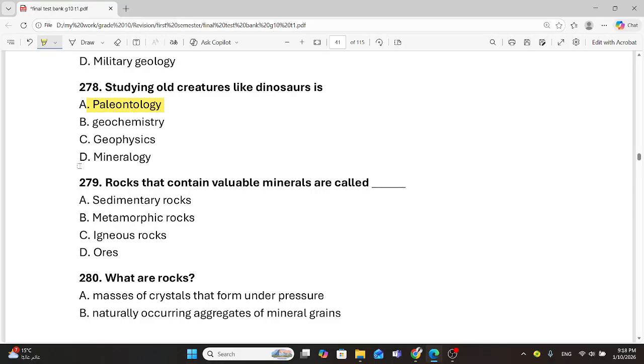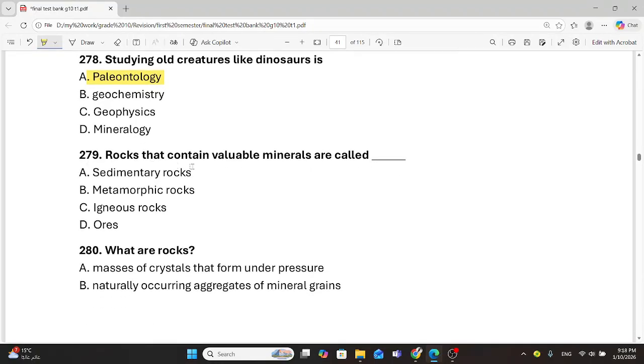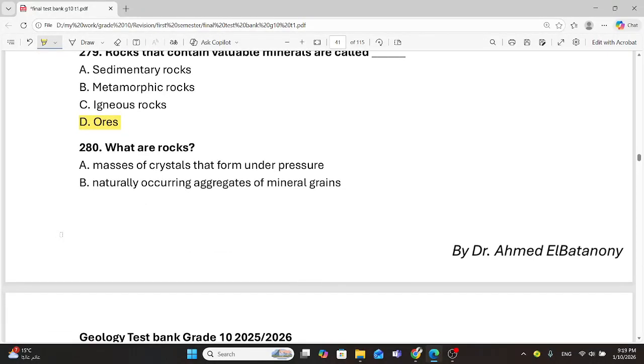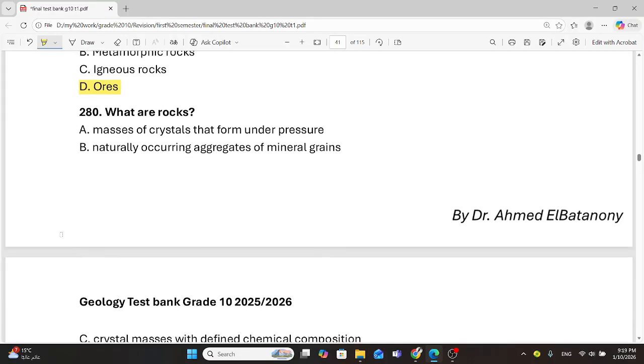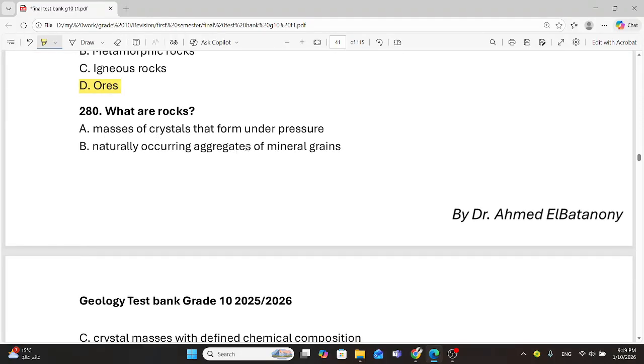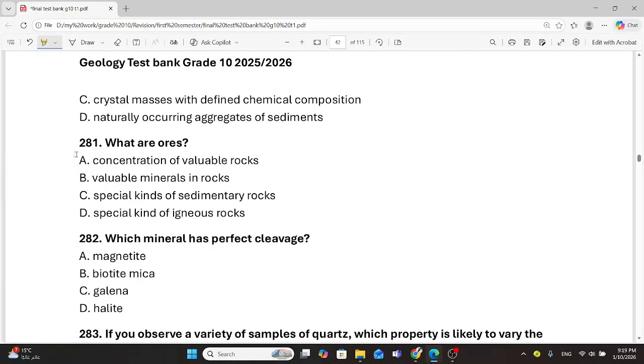Rocks that contain valuable minerals are called sedimentary rocks? No, metamorphic rocks or igneous rocks? No, they are called ores. What are rocks? Masses of crystals that form under pressure, no, naturally carrying grains of minerals. Yes. Then what are ores? Ores are valuable minerals in rocks.